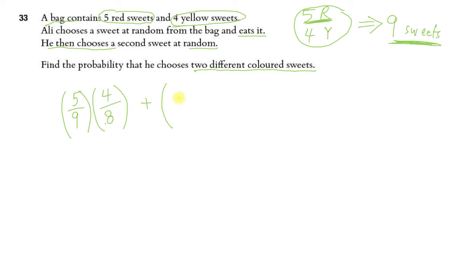The other possible outcome is to draw a yellow sweet first. So that's 4 over 9. See? 4 yellow sweets out of 9 sweets. And getting a red sweet in the second try. That's 5 red sweets over 8 sweets. Okay? And the answer is 5 over 9. That's the probability of choosing 2 different colored sweets.